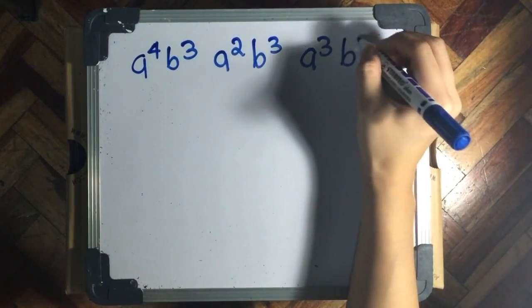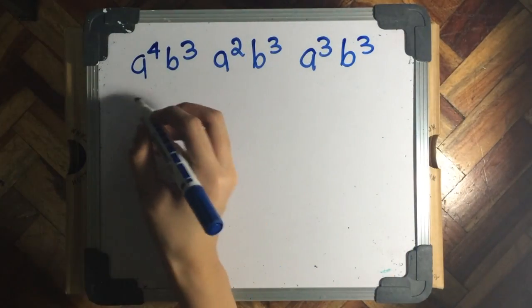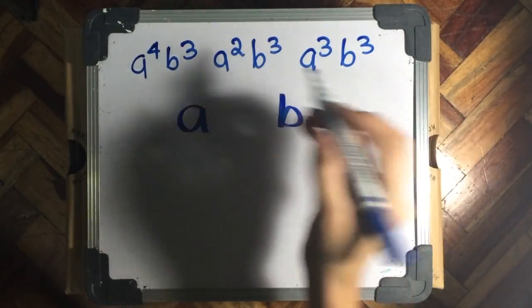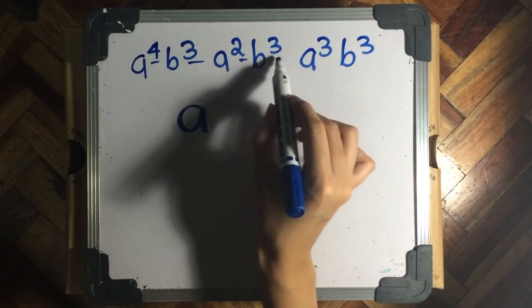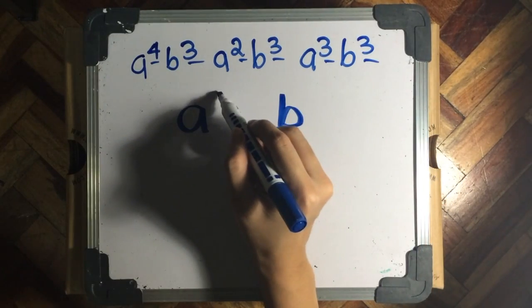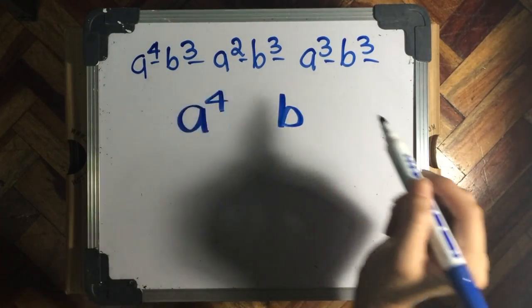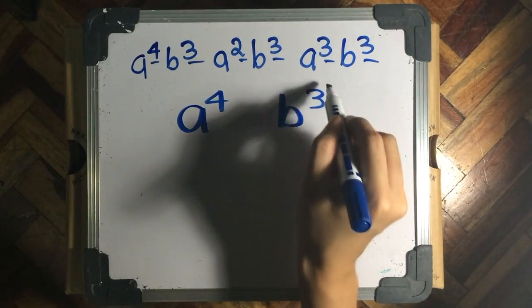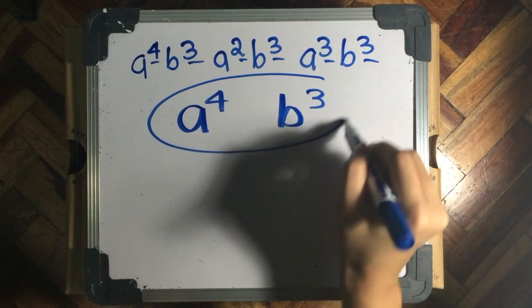All we have to do is write down all the variables first without their exponents, which are values a and b. Next, we have to plug in the highest exponents of each of the variables. So while looking at the given, the highest exponent for a is 4, and for b, the highest exponent is 3. A to the fourth, b to the third is the LCD.